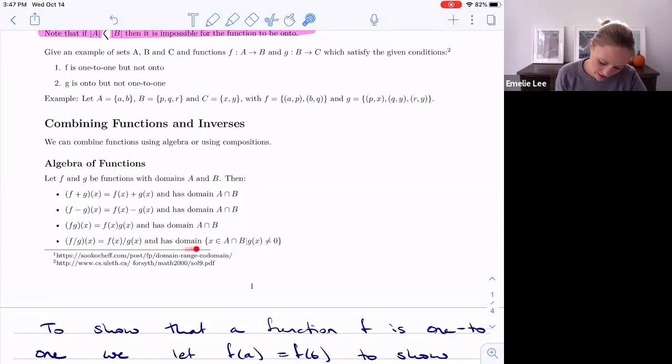The only time where that doesn't quite follow suit, and it makes sense if you have a look at it, is if you're looking at f over g of x, right? That's f of x divided by g of x. But now you're dividing by g of x. Remember, we can't divide by zero. And so we have the same domain, the intersection of A and B, right? As long as g of x does not equal zero. So you have to also pull out wherever g of x equals zero.